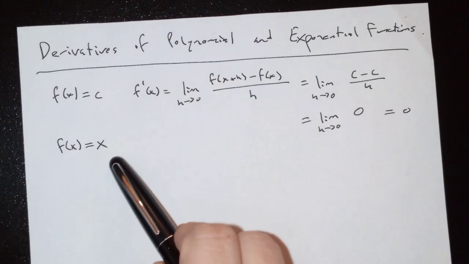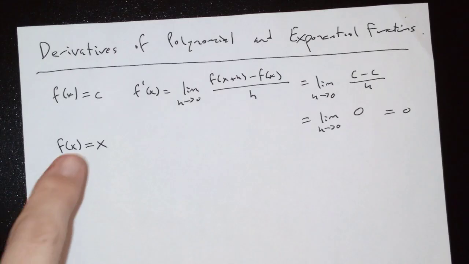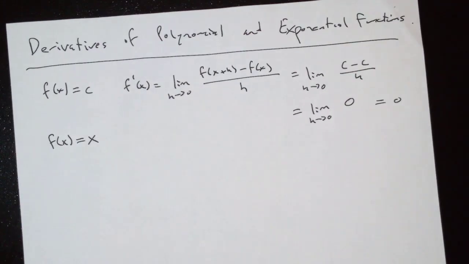This is also the equation of a line: f of x equals x. What's the slope of that line? The slope of the equation y equals 1x is 1. So if I have a tangent line, it should have a slope of 1.